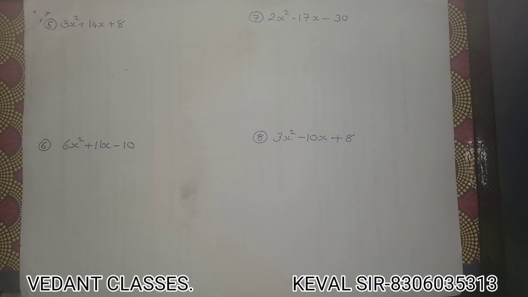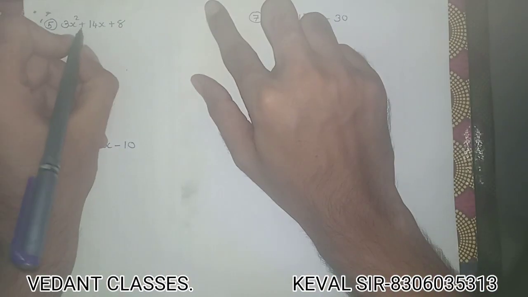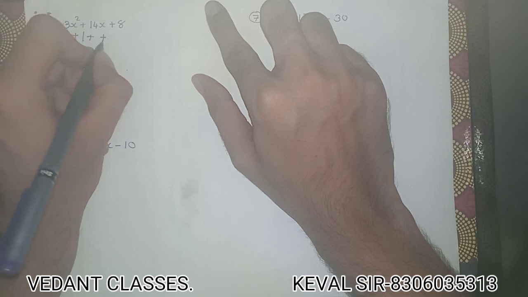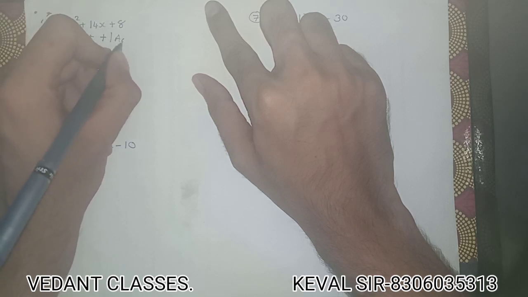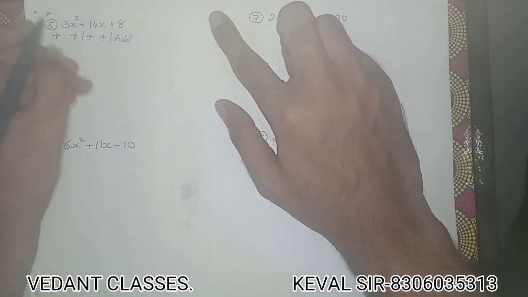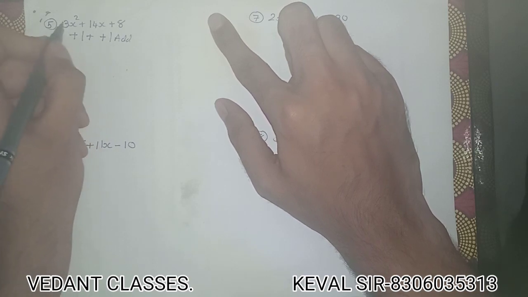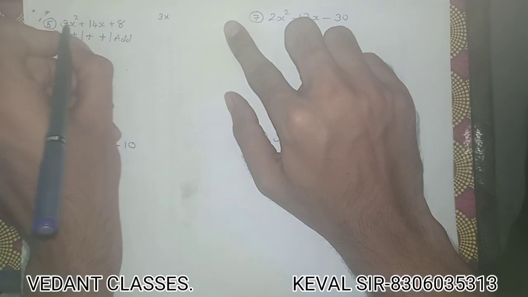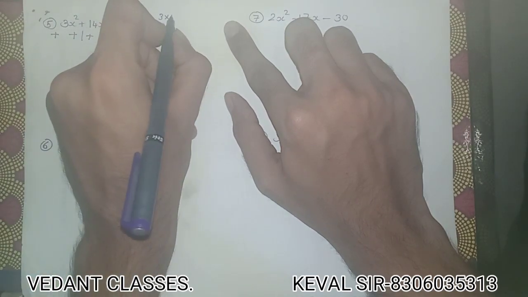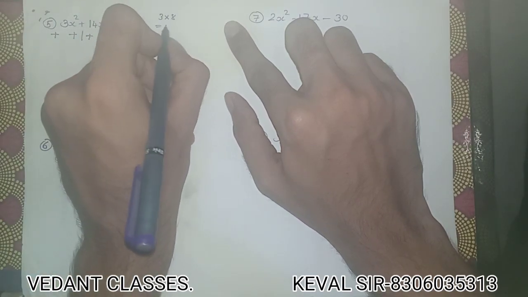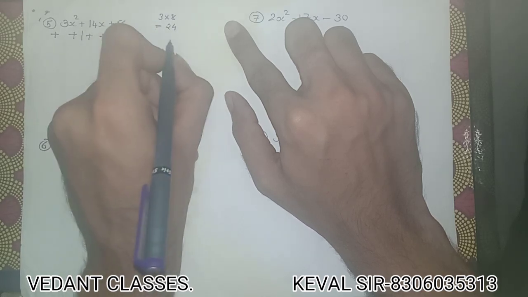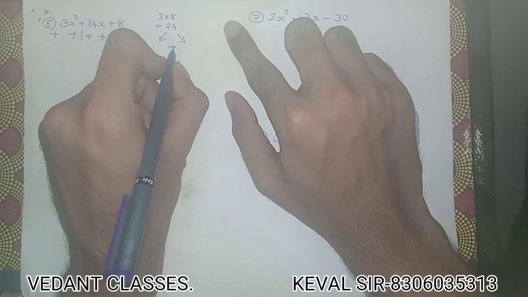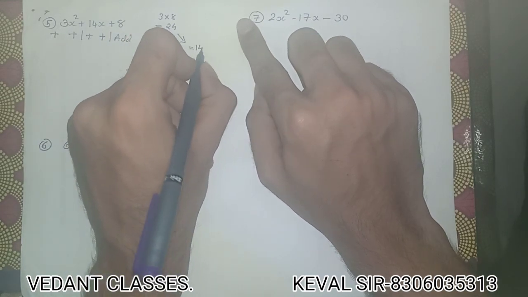Now let's solve a few questions. I can see that here plus plus is there, so this will be plus plus, it will follow the addition process. Now you can see here the coefficient of x square is not 1. Okay, so you need to consider both the values a as well as c. So it will be 3 into 8, so this will be 24. Now split 24 into two such parts whose addition will be equal to 14.